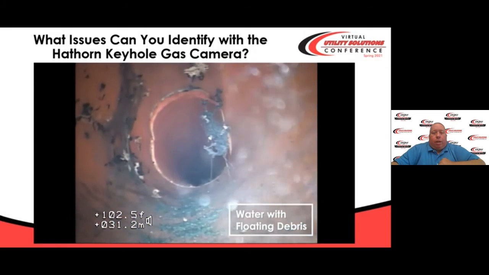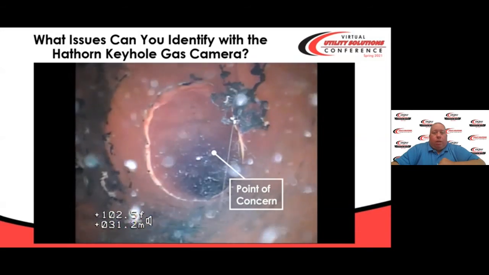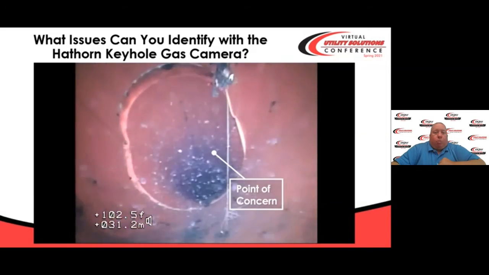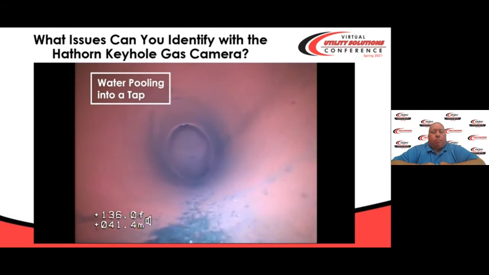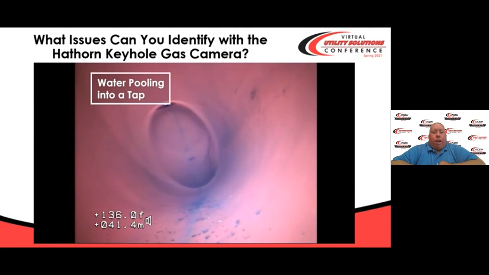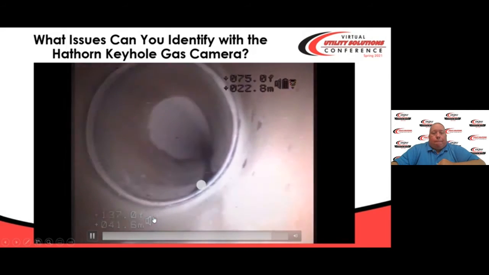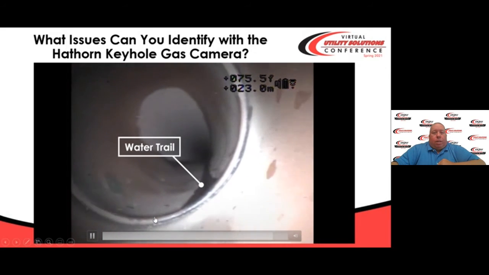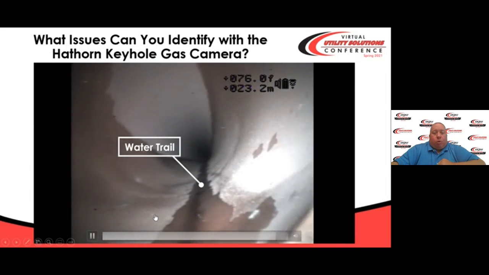Clearly see the end of a cut pipe. And that might be a point of concern for me. I don't know if it's camera in the water or if it looks like maybe the pipeline is getting crushed there a little bit. Here we have water pooling into a branch or a tap tee, under a tap tee, excuse me. And then this is just a dry line where you can see the water has been before.